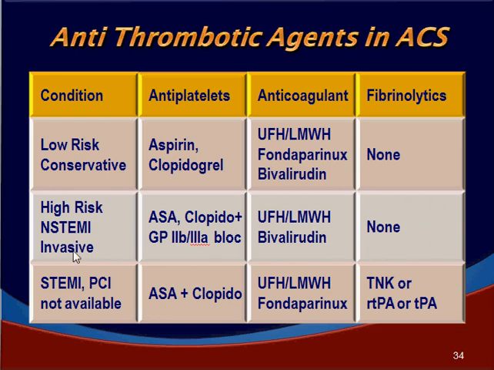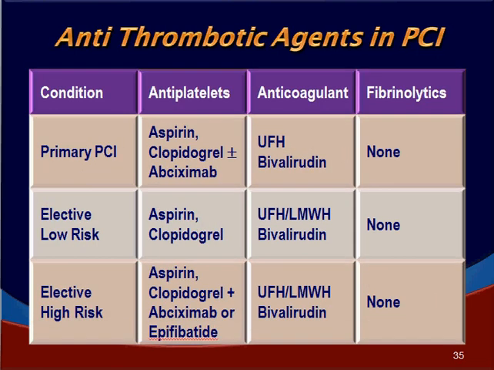When there is STEMI, when PCI is not available, when we are not going to do PCI in a patient of STEMI, aspirin, clopidogrel, unfractionated heparin, low molecular heparin or fondaparinux can be used, and the fibrinolytics of choice would be either TNK tenecteplase or RTPA or TPA. What are these? We will see in the subsequent slides. What are the fibrinolytic agents of choice? We will see in our subsequent slides.